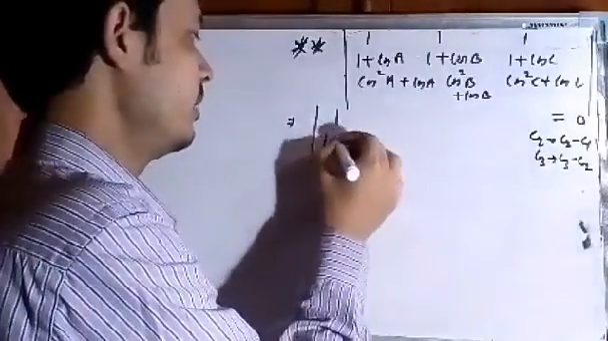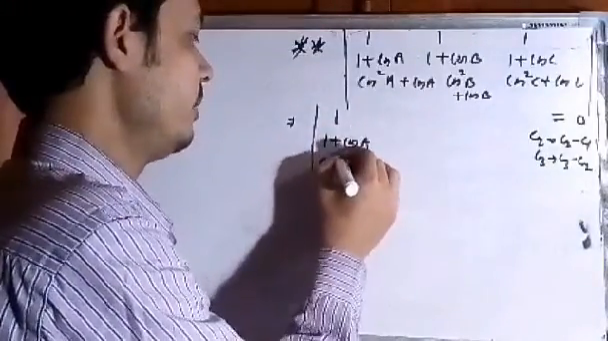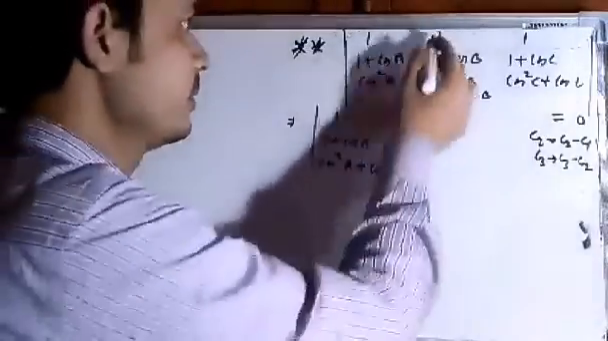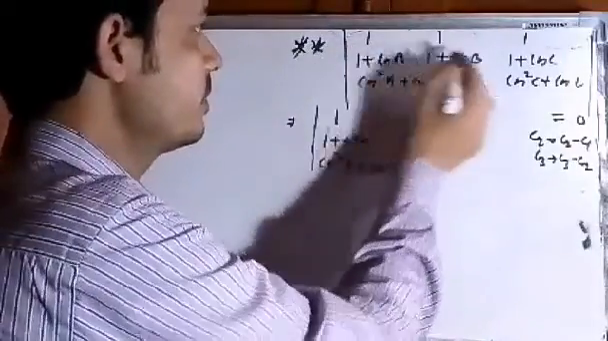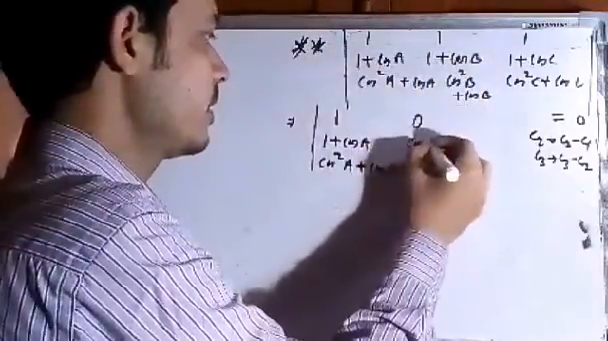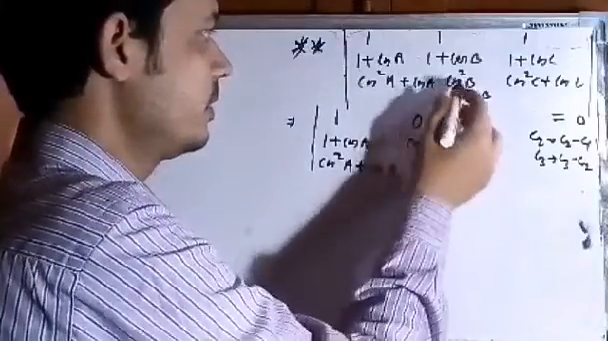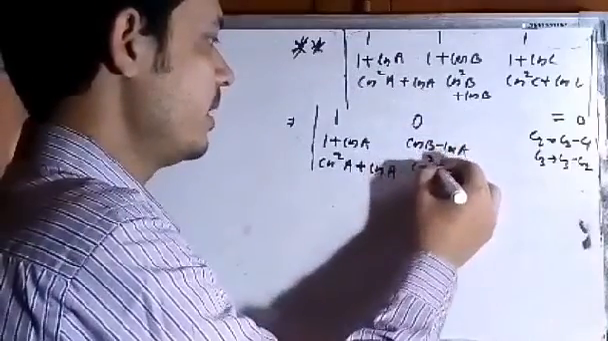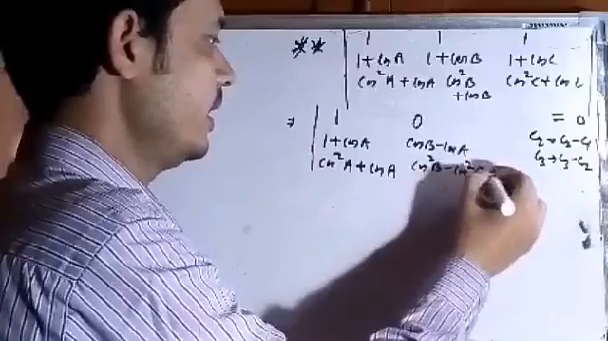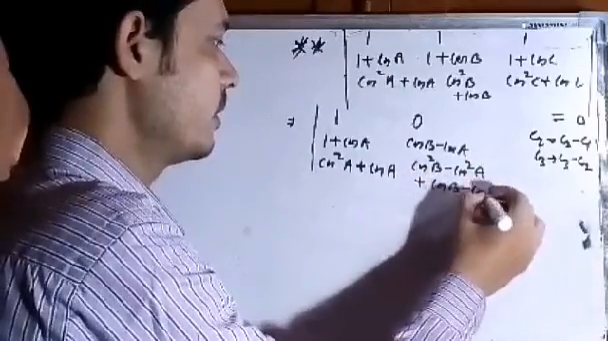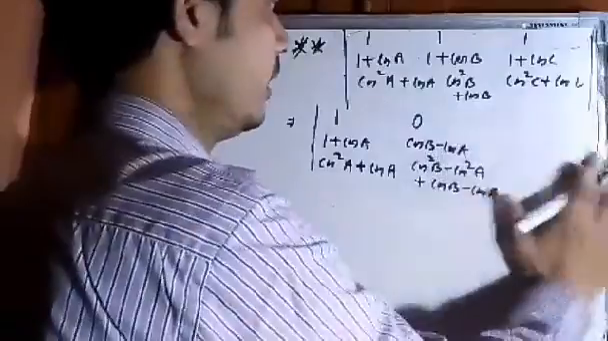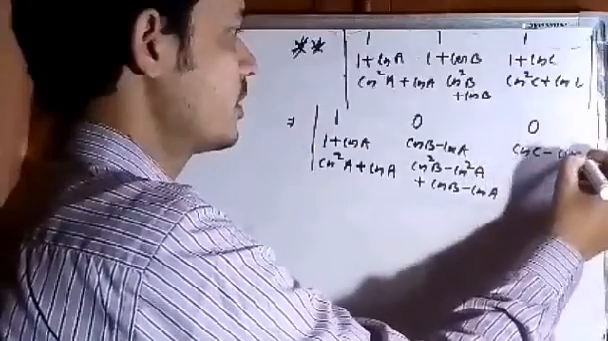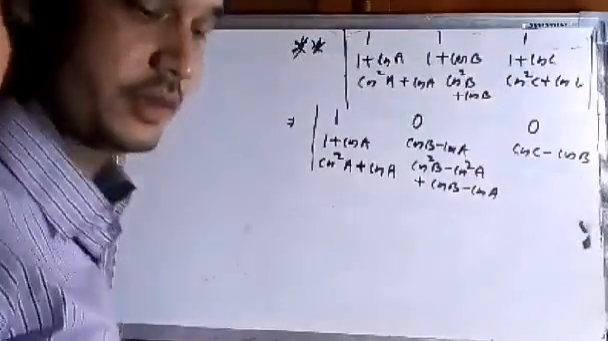So we have 1 plus cos A, cos square A plus cos A. Next we have this is 0. Now 1 plus cos B minus 1 plus cos A, so this is cos B minus cos A. Now this one, cos square B plus cos B minus cos square A plus cos A. So we have cos square B minus cos square A plus cos B minus cos A. Clear? And this becomes 0. This is cos C minus cos B, as we have chosen C3 minus C2.